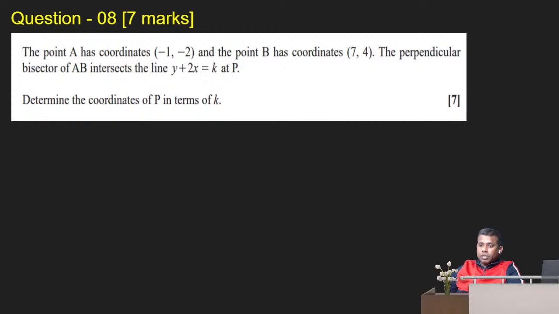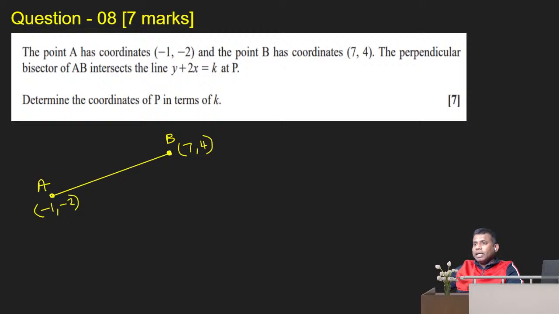So let's first start to draw a small sketch of what's happening. So A has coordinates -1, -2 and B has 7, 4. It need not be a coordinate geometry matching diagram, so you can draw any kind of A and B points. So A is here and B is here. So this is -1, -2, and B is 7, 4.